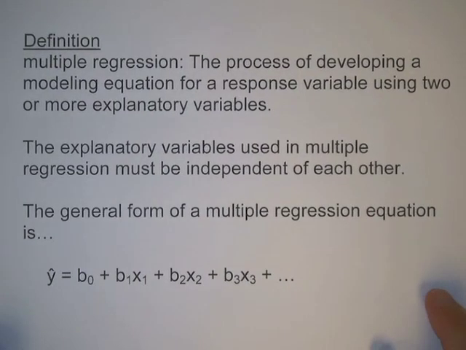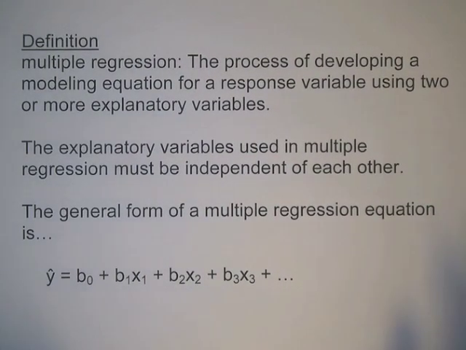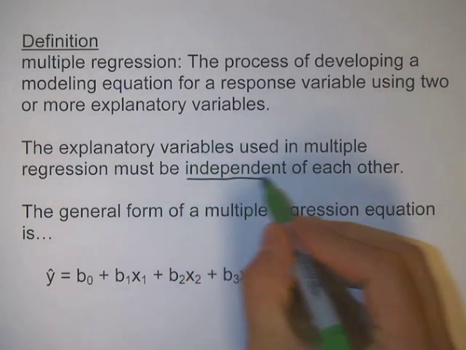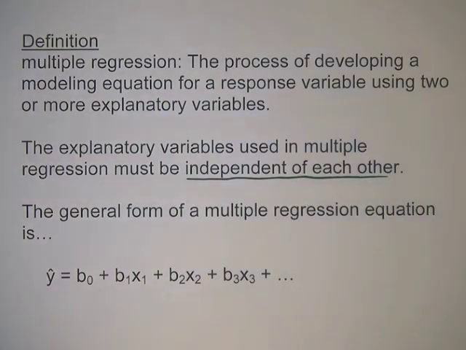Multiple regression is the process of developing a modeling equation for a response variable using two or more explanatory variables. The explanatory variables used in multiple regression must be independent of each other. So whatever those x values are, they have to be independent, so a change in one does not affect how another one will change.